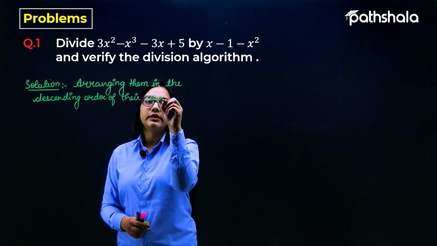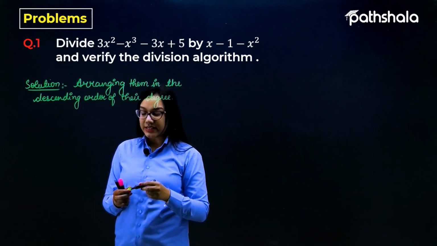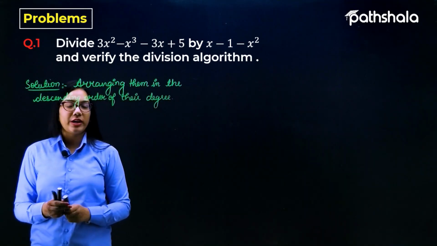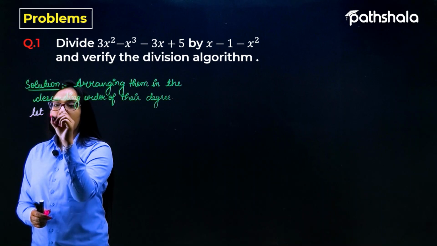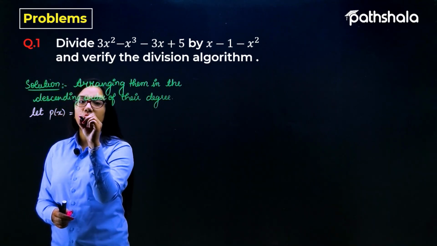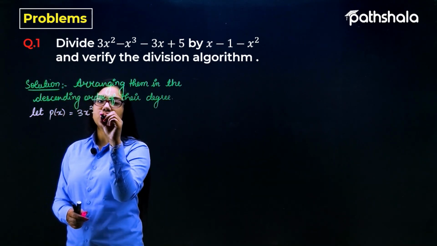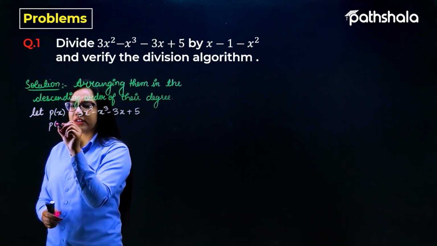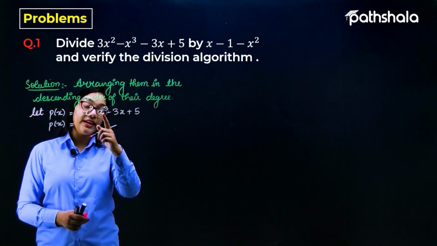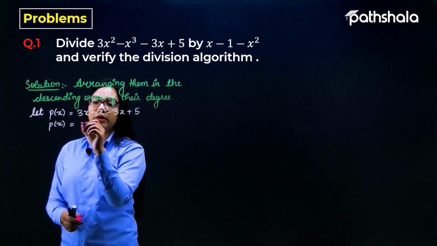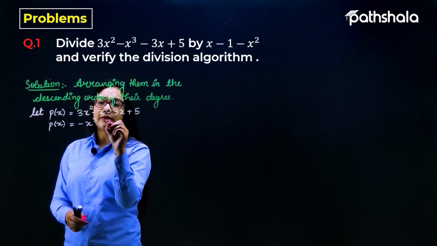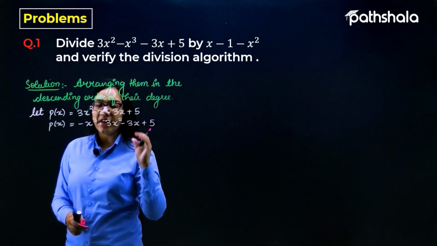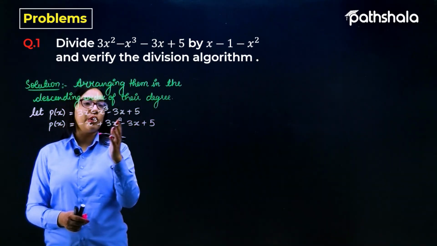We are arranging them in the descending order of their degree. So let us take the very first polynomial. Let p of x be equal to 3x square minus x cube minus 3x plus 5. Let's arrange it. We can write it as p of x equal to the highest degree of the variable x, which is minus x cube, plus 3x square, then minus 3x, and then 5. So we have arranged the p of x polynomial in the descending order of their degrees.